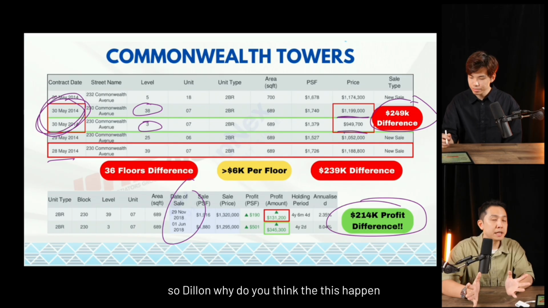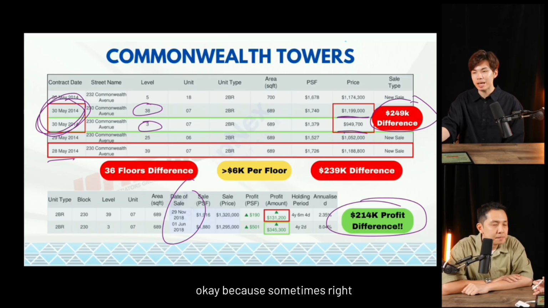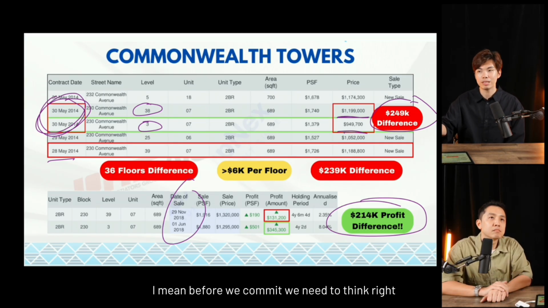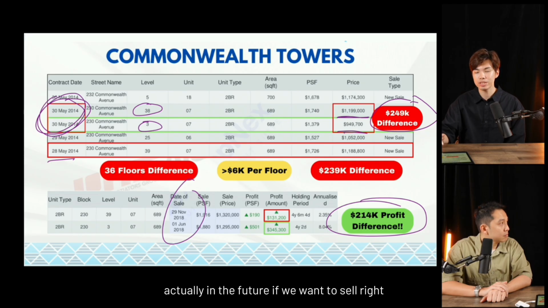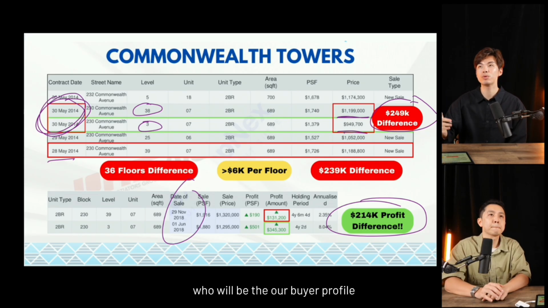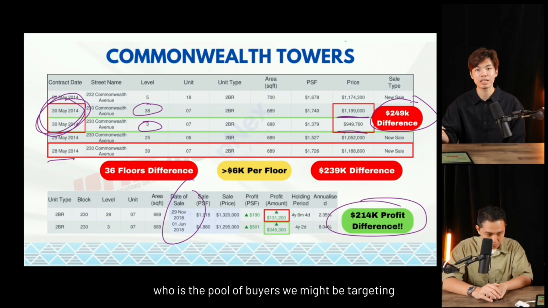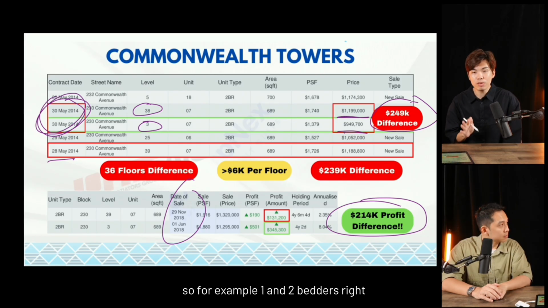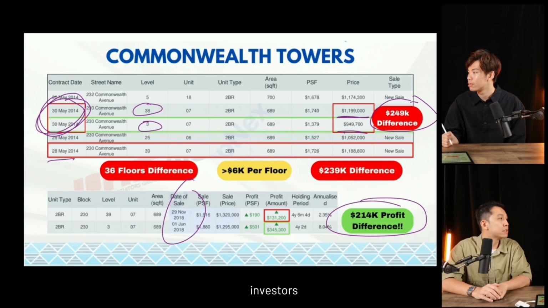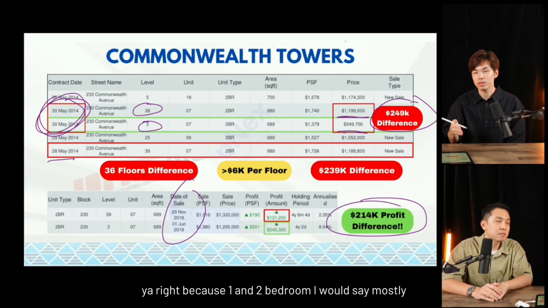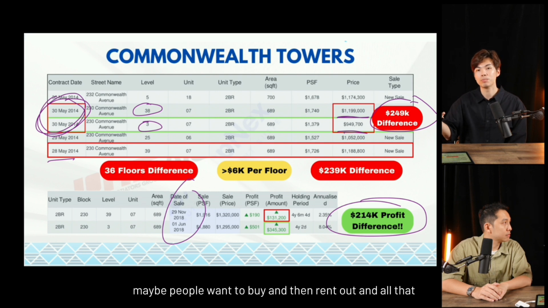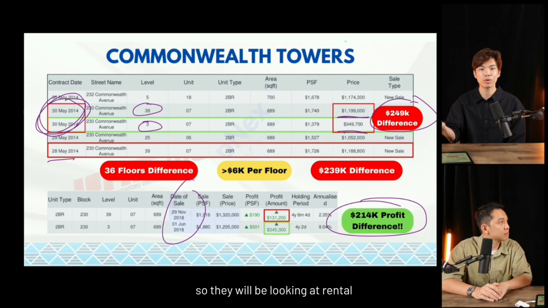So Dylan, why do you think this happened? Okay, because sometimes when we buy any property, before we commit, we need to think, in the future, if we want to sell, who will be our buyer profile? Who is the pool of buyers we might be targeting? So for example, for 1 and 2 bedders, usually who will buy? Investors, because for 1 and 2 bedders, mostly people want to buy and then rent out, so they will be looking at rental.